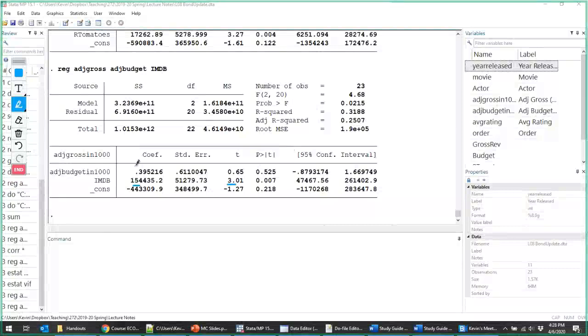This effect is about 10 times larger than Rotten Tomatoes, but that's because the IMDb rating system is on a scale 10 times smaller. It's 0 to 10, whereas Rotten Tomatoes is 0 to 100. So going from a 6 to a 7 in IMDb rating is equivalent to going from a 60 to a 70 in Rotten Tomatoes.